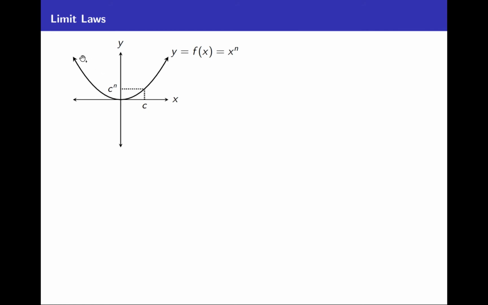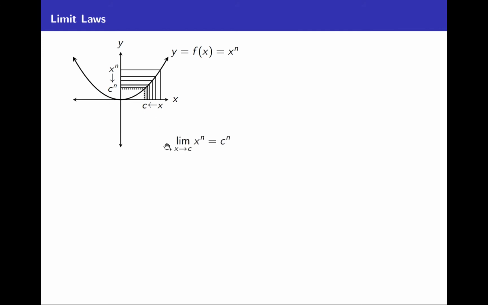First of all, think about a power function y equals f of x, which is x to the power of n, where n is an integer. Your experience with these functions would lead you to firmly believe that if you take a number x equals c, whose y-coordinate on the graph is c to the power of n, then as x gets closer and closer to c, your f of x, or x to the power of n, would have to get closer and closer to c to the power of n.